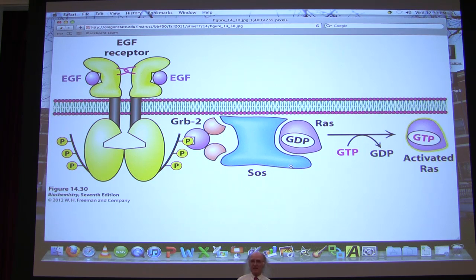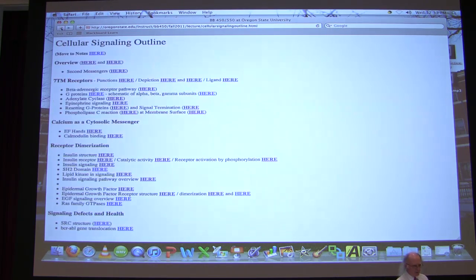The only shutoff mechanism is the breaking down of the GTP. That's correct. Yeah. So I'm sorry, maybe I didn't understand your question, but if we can't break this down, it's on. It's on. Okay. All right. So that's a pretty important, pretty cool system to understand.